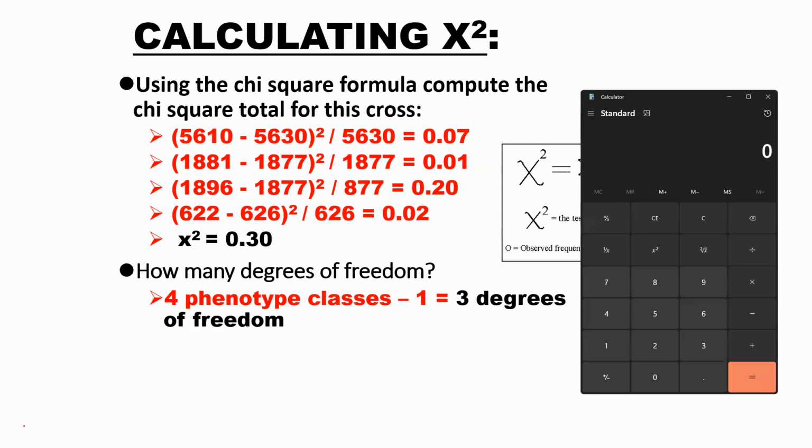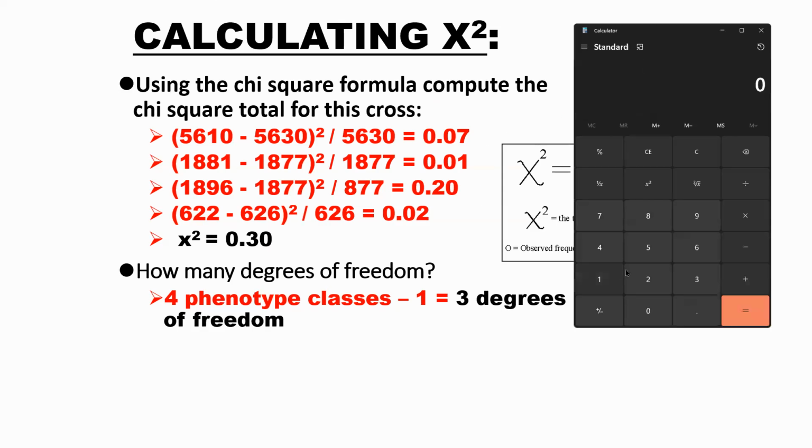Let's make sure. You know the numbers have been a bit funny. So we have 5610 minus 5630 gives us minus 20. You square that. That's 400. Then you divide the 400 by 5630 and you get 0.07. So that's correct, right? So we can assume the rest of them are correct as well.